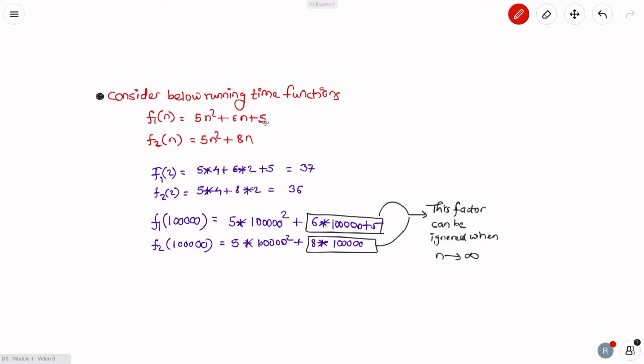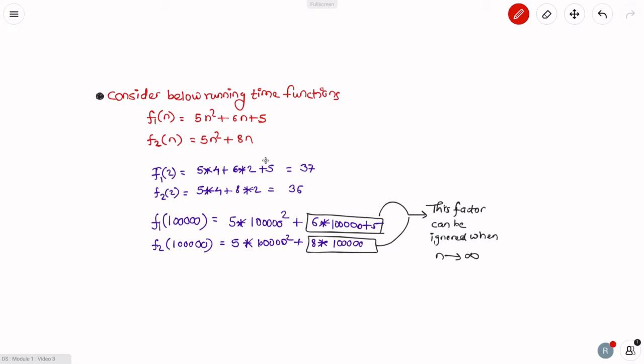If n is very large, then this 5n square value is going to be very large, and this second factor, that is 6n plus 5, is going to be very negligible as compared to the first factor. Similarly, in case of the second function, if we put a large value of n, then 5n square is going to be very large, and this 8n is going to be very negligible as compared to the 5n square. Okay, so this is the problem with running time.